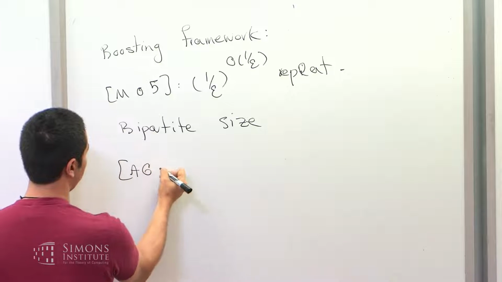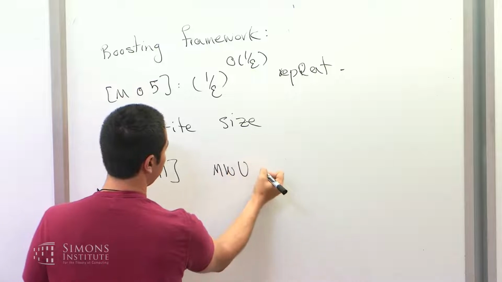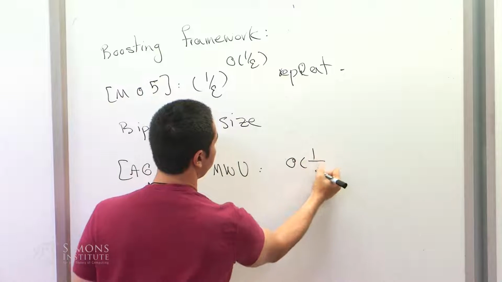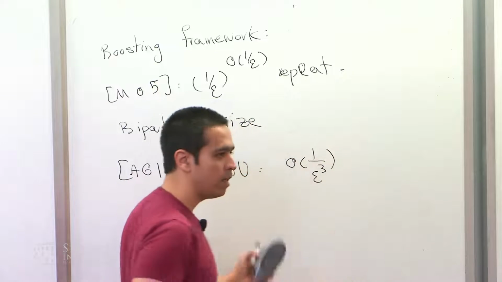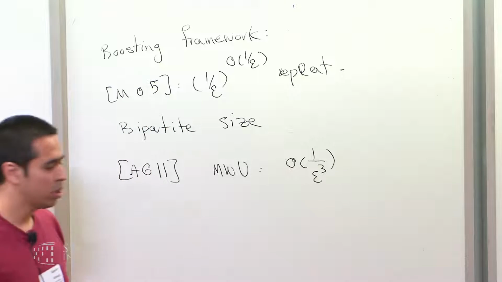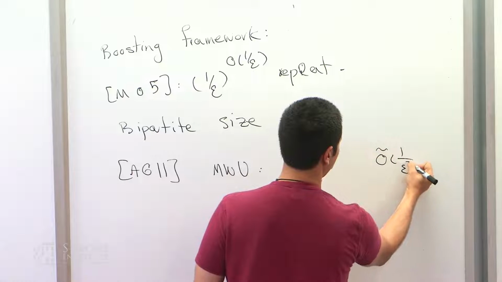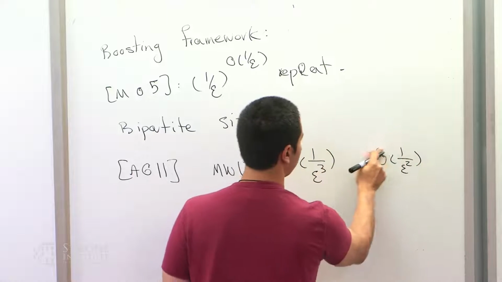Anand Guha 11, I think, show that with multiplicative weight, you can repeat it order 1 over epsilon cube very easily to reduce this thing down to 1 minus epsilon approximation. And with some more work, they showed, in fact, you can do 1 over epsilon square also.